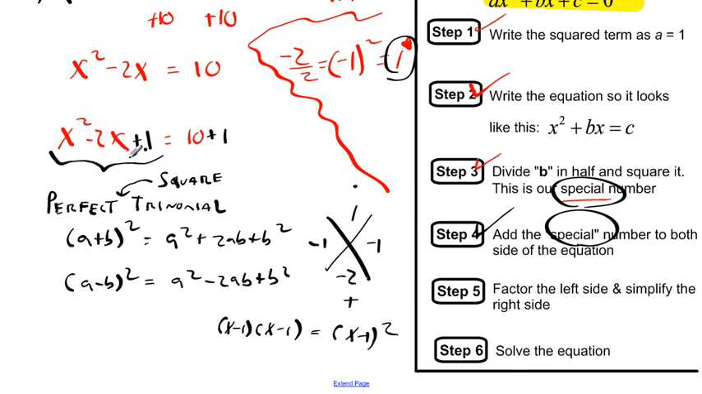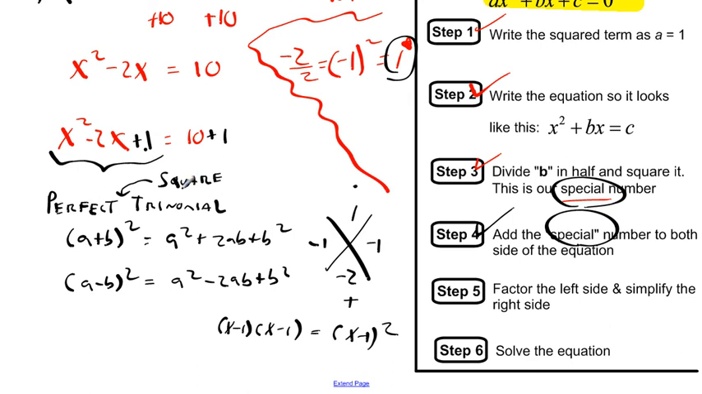The point is this: in step 5, it says factor the left side. When you add this 1 right here, it's always going to factor to be either an a plus b squared or an a minus b squared. It will always factor like that. That's what's so special about this number. It creates what we call our perfect square trinomial.